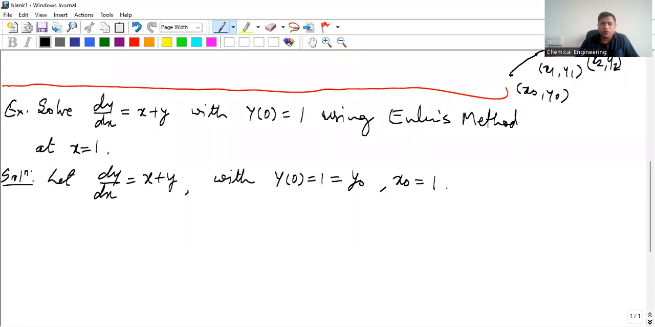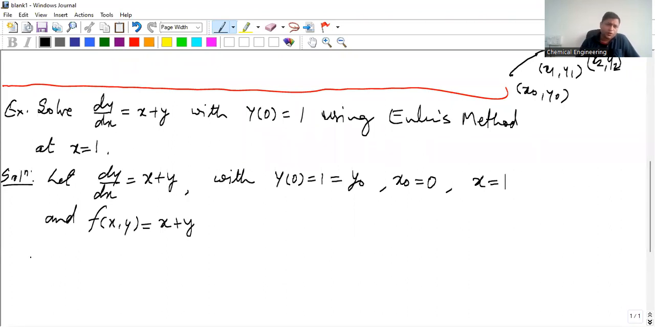Now we have to find the value of y at x equal to 1. So x0 is going to be 0 and x is going to be 1, right? And this is going to be the function: f of x, y is equal to x plus y. So this is all the given data.